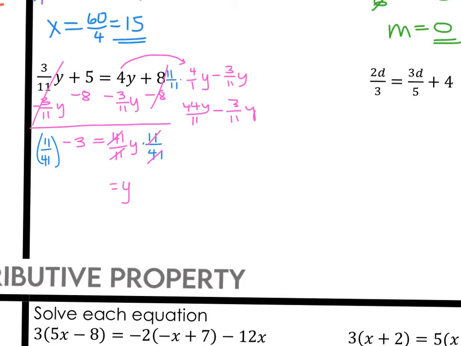On the left, I'm going to put my integer of -3 over 1 and simply multiply straight across. 11 times -3 becomes -33. 41 times 1 is just 41. If you could reduce that fraction, you always want to reduce as far as possible, but in this case, 33 over 41 is simplified. Therefore, y equals -33 over 41.